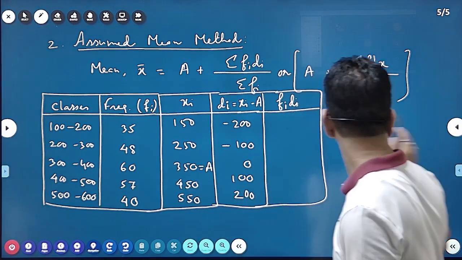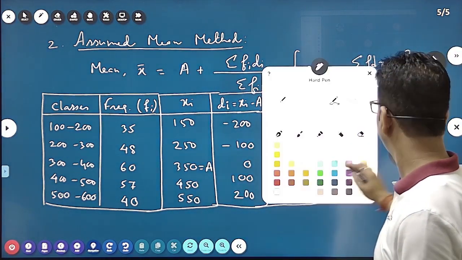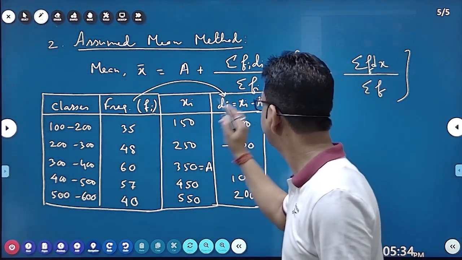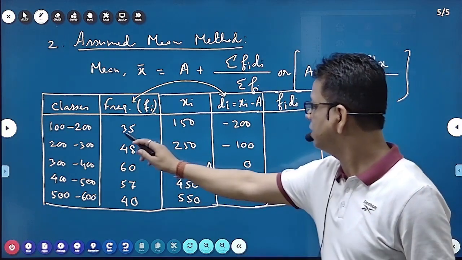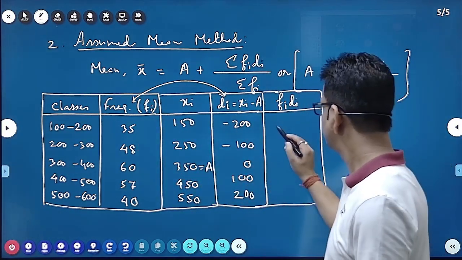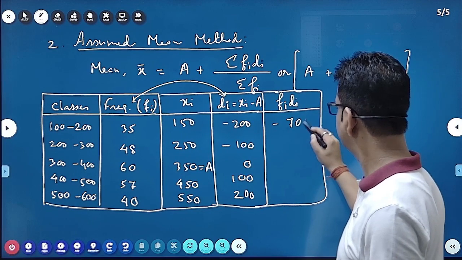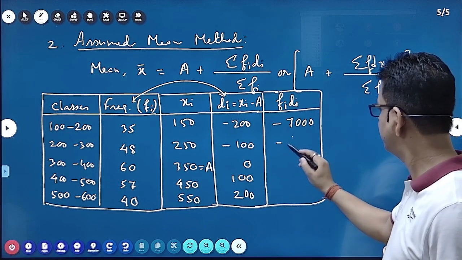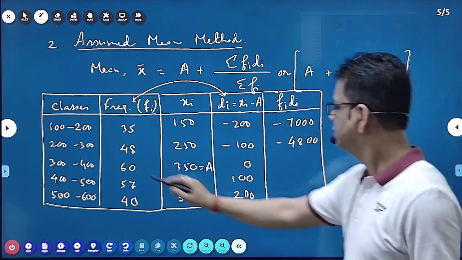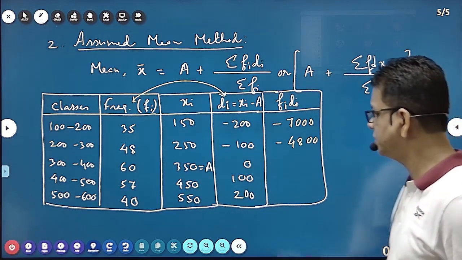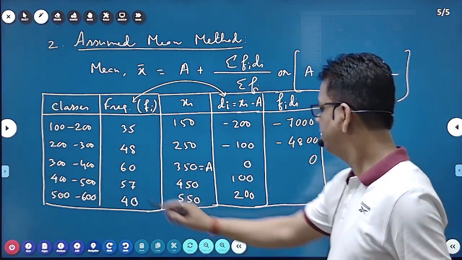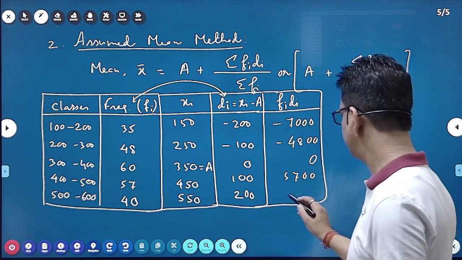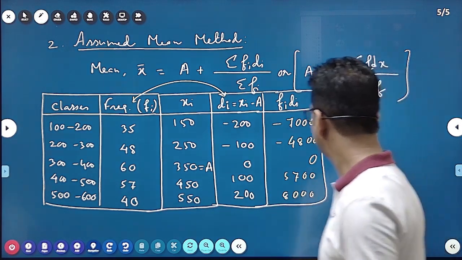So now FiDi. That means you multiply these two columns, Fi and Di. So it's 35 into minus 200, so it will be minus 7,000. Is it 7,000? Yes, minus 7,000. Then 48 into minus 100, so it is minus 4800. Remember, Fi and Di we are multiplying. So 60 into 0 is 0. 57 into 100, 5700. And 40 into 200, so this is 8,000. Right? So everything is now ready.